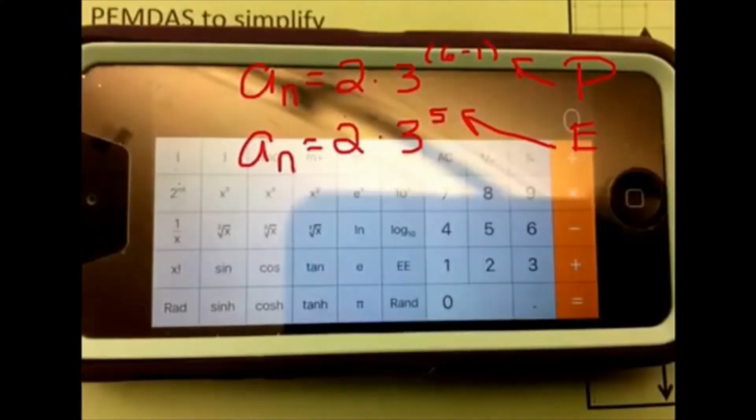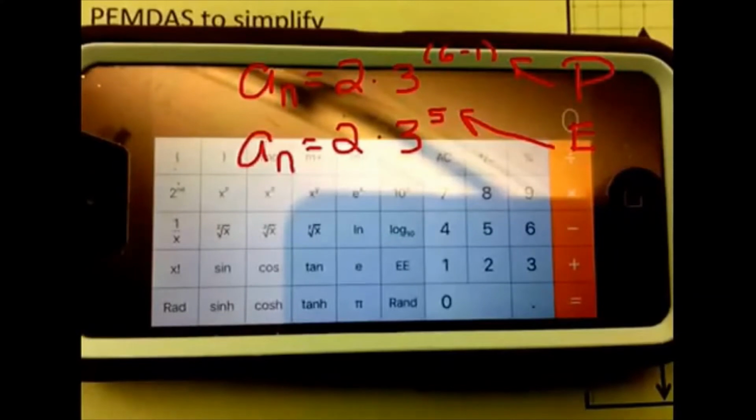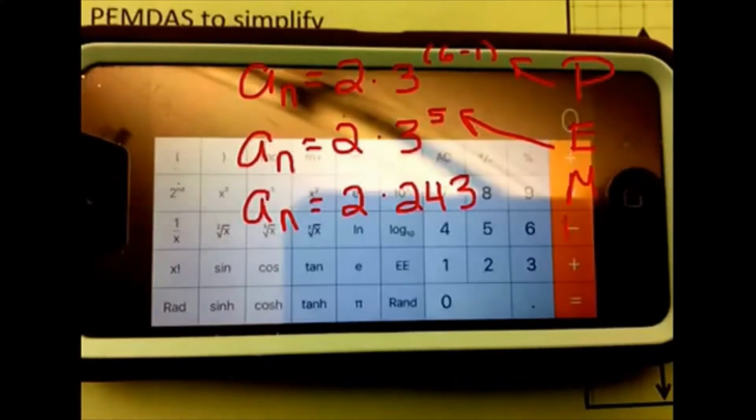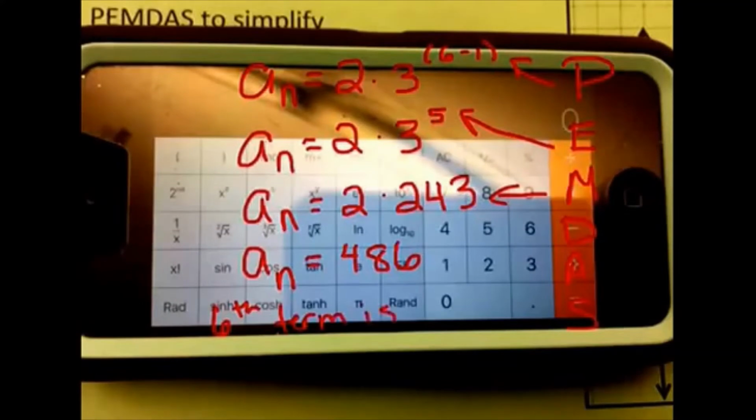So back to what we were writing. We know that we have a sub n equals 2 times 243. We just did that in our calculator. And now we're going to finish our PEMDAS. Multiplication, division, addition, subtraction. All I have left is multiplication, and then I'll be done. So we're going to do my multiplication. A sub n equals 2 times 243, so we get 486. So our sixth term is 486.